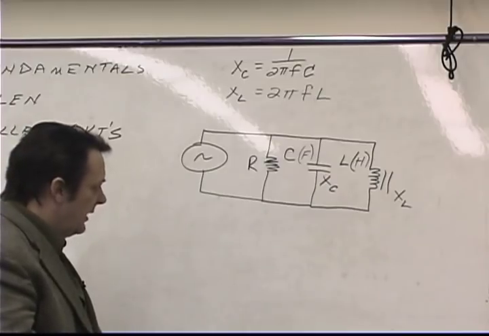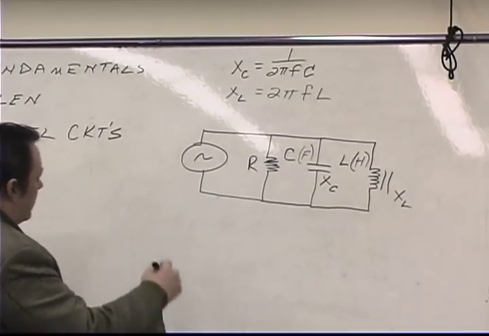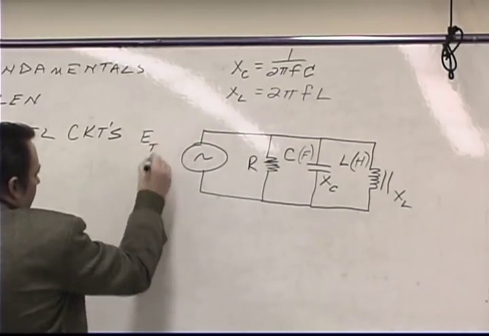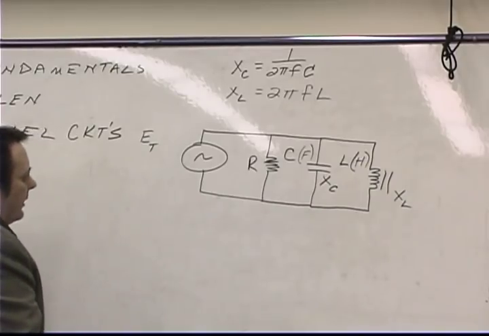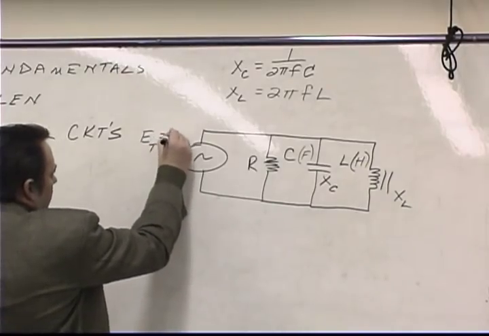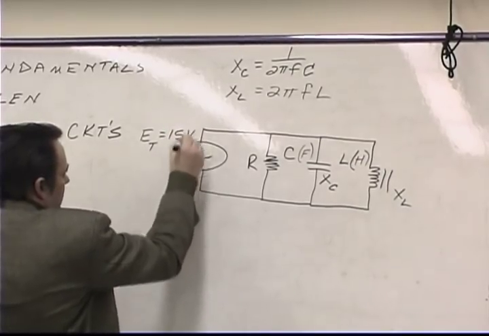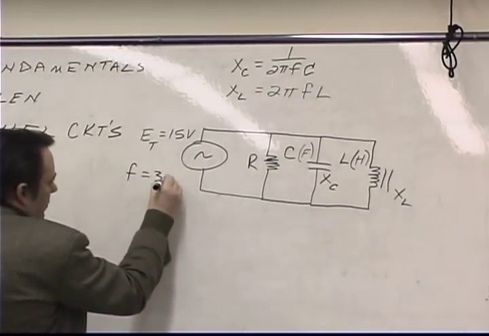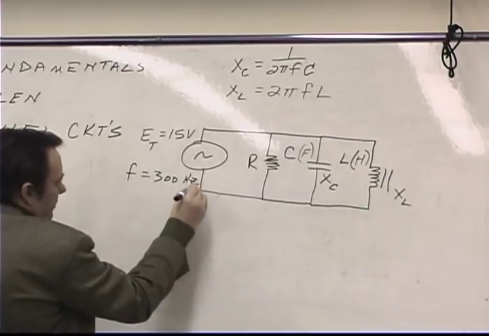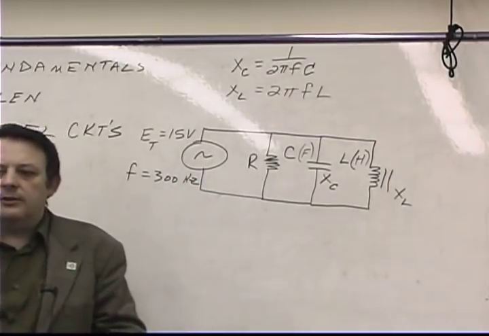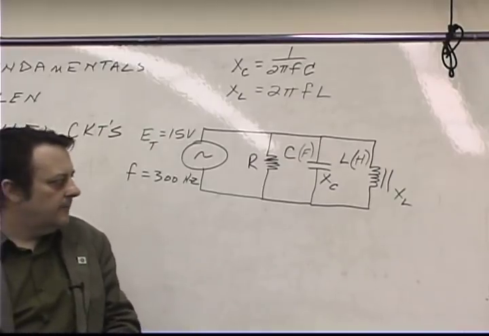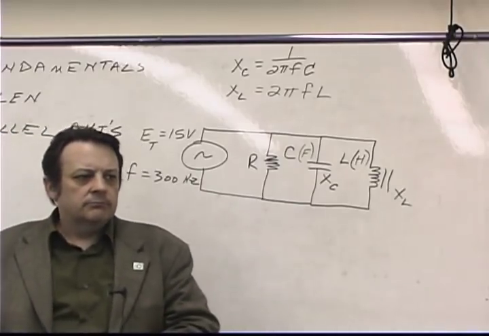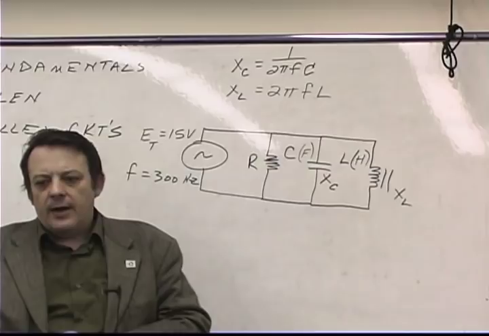Okay. Now for this particular circuit, we're going to give the source a voltage. We're going to call that the source voltage E sub t, and let's give that a value of 15 volts. And let's give the frequency of our source a value of 300 cycles per second, which is measured in hertz, abbreviated Hz.